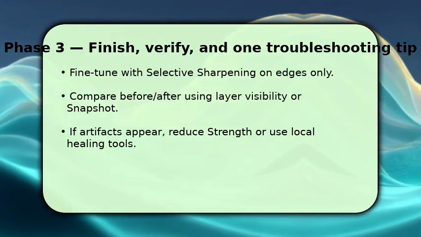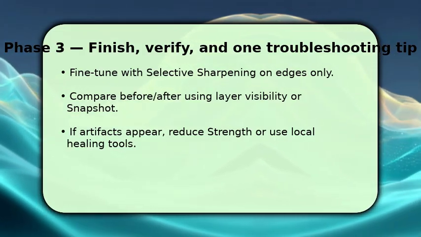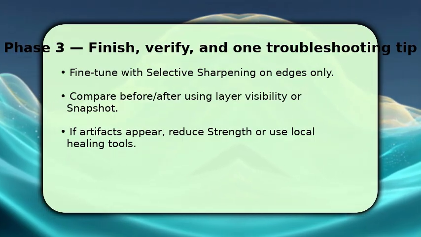If you notice blotches or halos, lower the denoise strength, soften the mask edges, or spot heal artifacts. This troubleshooting step often restores a balance.